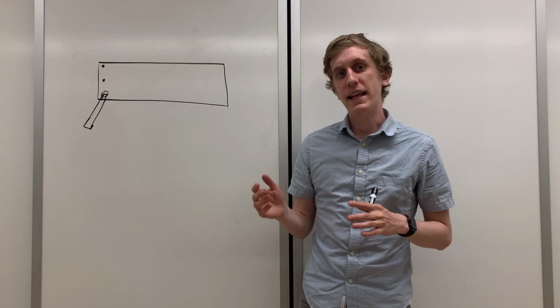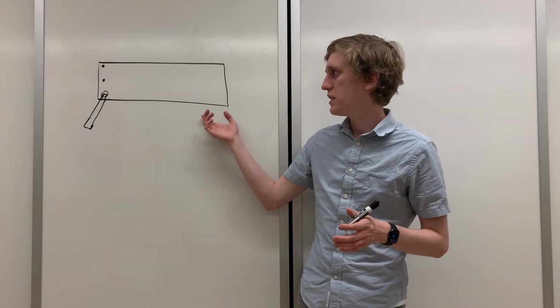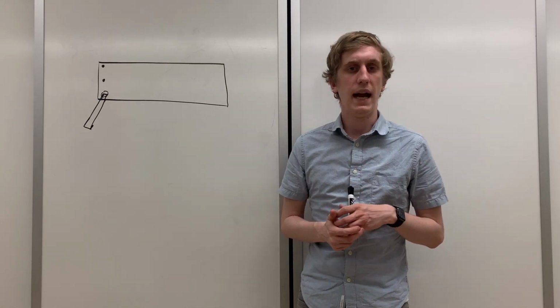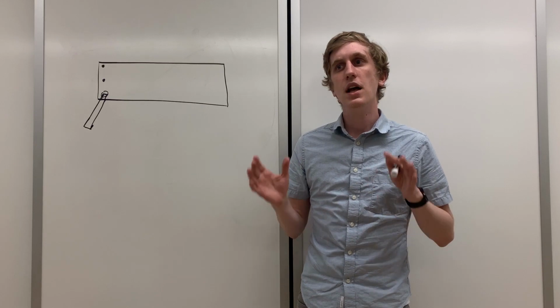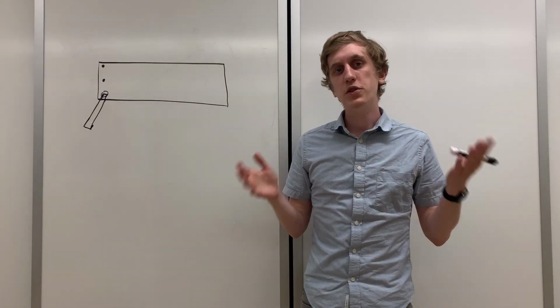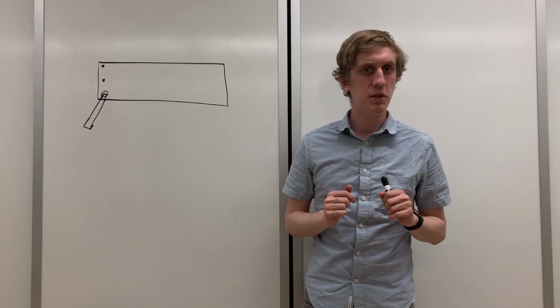Let's start by thinking about gravity. We know gravity will act on this object because it has a certain amount of mass. But where will it act? Well, because this metal bar is more or less the same everywhere, we can assume that the gravitational force acts at the center of the object.